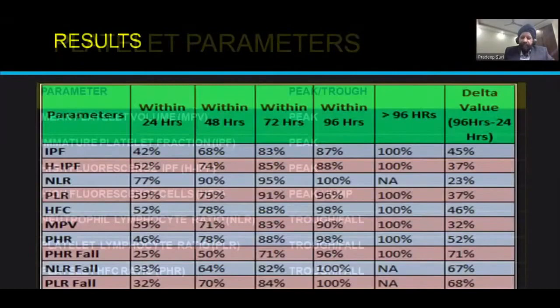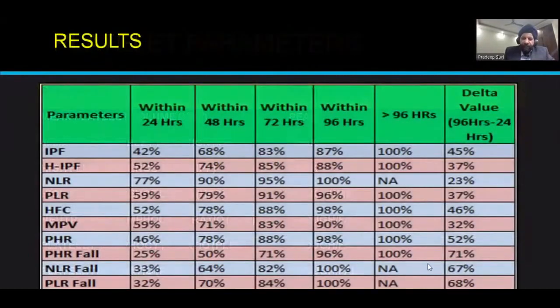So these are the results. You can see that basically the values which were delta values, the last one, are the most important column, and the 2 important parameters here were the PHR fall or the platelet HFC ratio fall, as well as the platelet HFC ratio, which shows the maximum sensitivity compared to the other parameters.